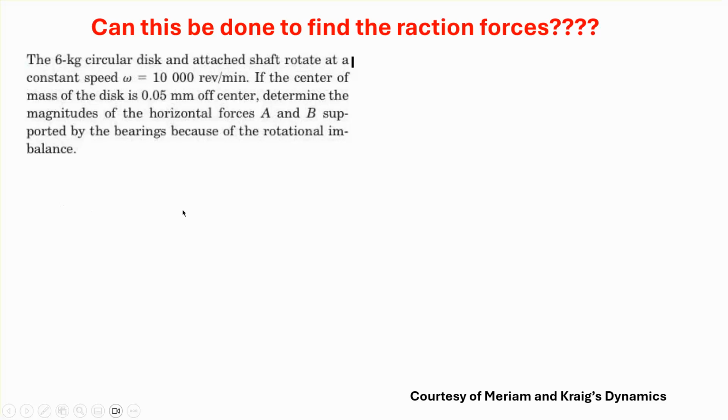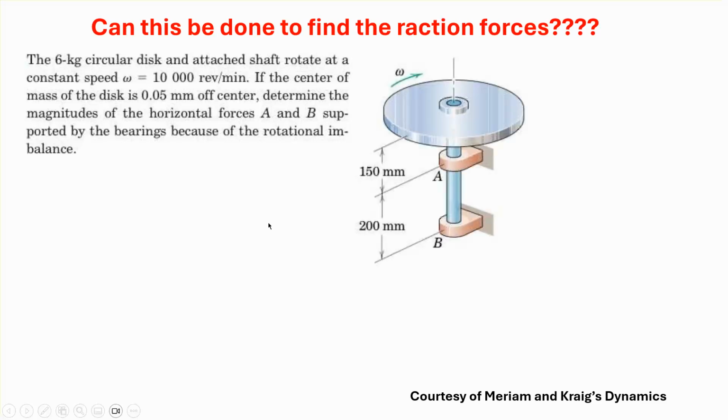Anyway, now after I do that, I say a few words about a more complicated situation. This is a problem out of Meriam and Craig's book, and it says that this disk has a mass center which is not exactly at the center location, but it's offset a little bit. So it's basically the same problem that I described to you a few minutes ago.